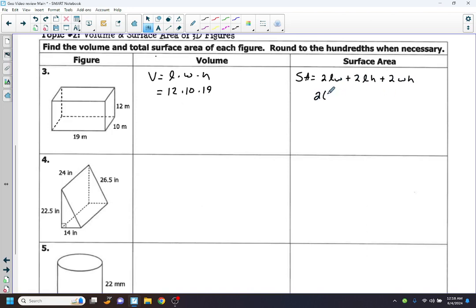So 2 times 12 times 10 plus 2 times 12 times 19 plus 2 times 10 times 19. At the end of the day, you just plug that in and solve.